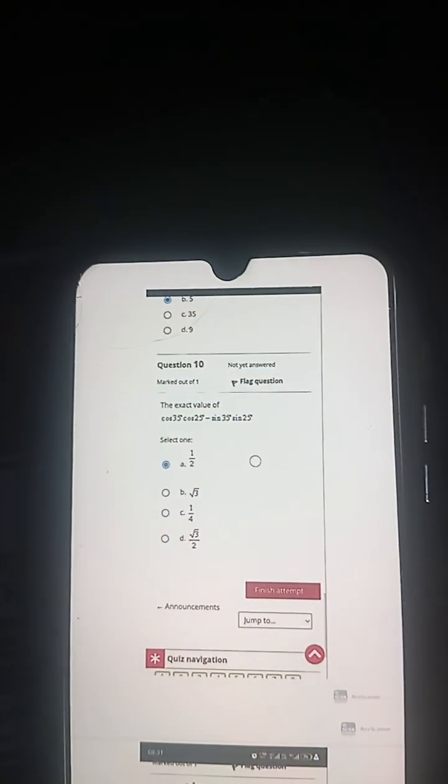Oh, sorry, I made a mistake in the computation. If you see this, here is sine 25, but what is here is cos 25. Can you see it? So you just come here and change this and put cos 25, then press equals. So you see it gave me 1/2. Then you come here and pick 1/2. So that is for that one.